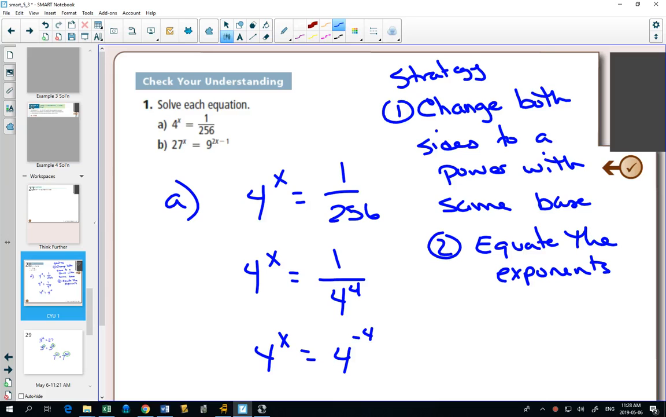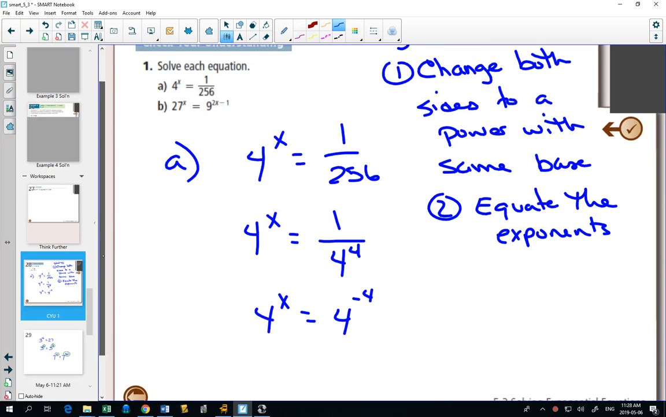Your negative exponent rule moves something from a denominator to a numerator or vice versa. And now what's x? Negative 4. Because at this point, we can say, all right, my bases are the same, so my exponents have to be the same, and x is equal to negative 4.